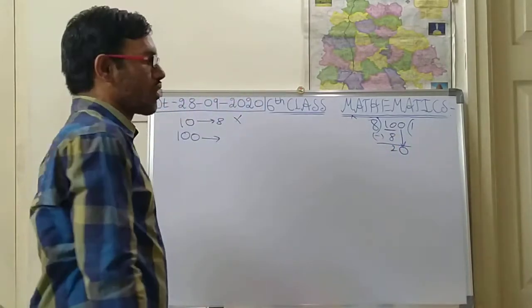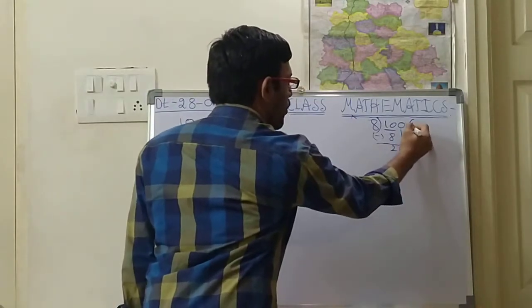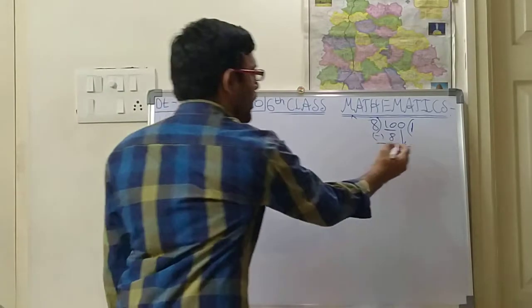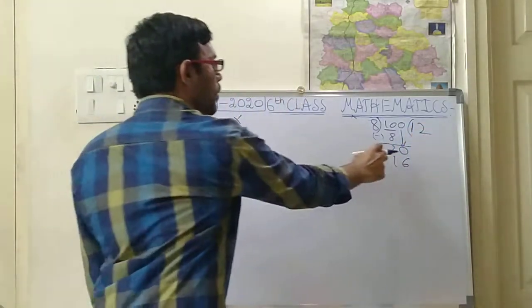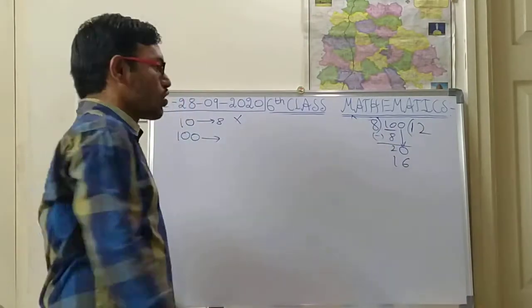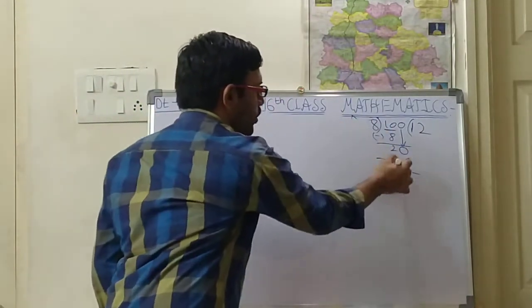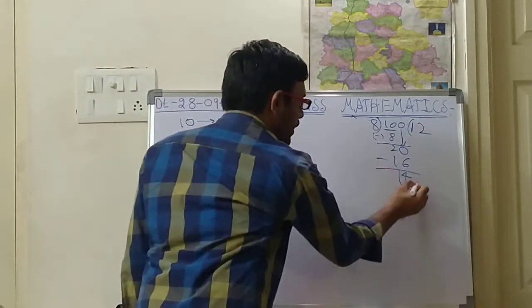Is 20 divisible by 8 or not? No. So what is the nearest lesser number divisible by 8? 8 2s are 16. 8 3s are 24, but 24 is more than 20, so we can't write a greater number. So 20 minus 16 is 4. Here 4 is the remainder.